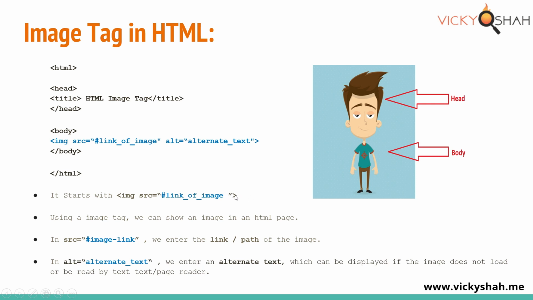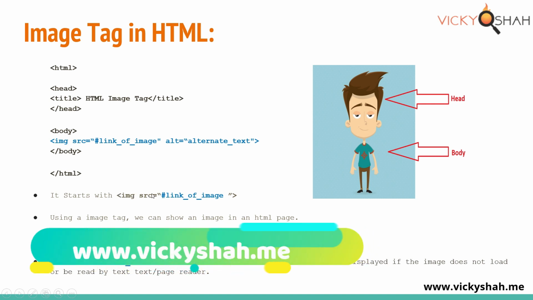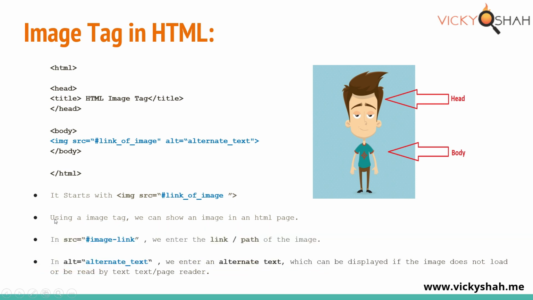Something to note here, the image tag is also a single tag. It does not have an ending tag. It just starts with img and then the link of the image, and then we close it right there. We close the braces. Using an image tag, we can show an image in an HTML web page.